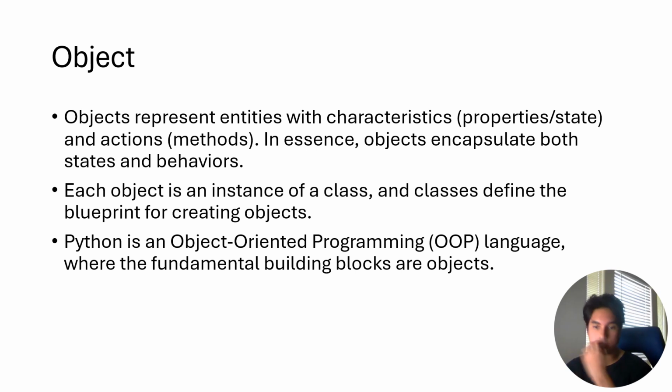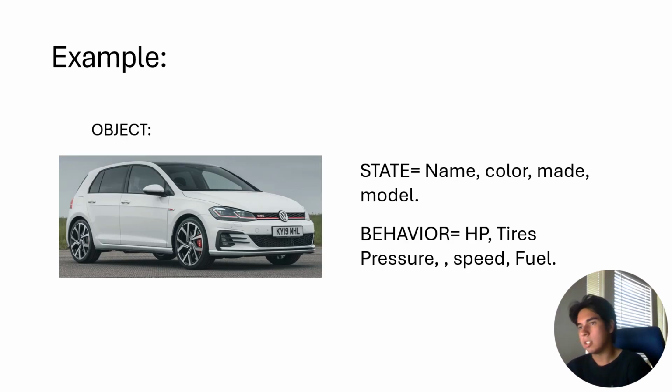So, to begin with, objects. Objects represent entities with characteristics, properties, state, and actions, methods. In essence, objects encapsulate both states and behaviors. Each object is an instance of a class, and classes are defined as blueprints for creating objects. Well, what are objects? Whatever you name it.